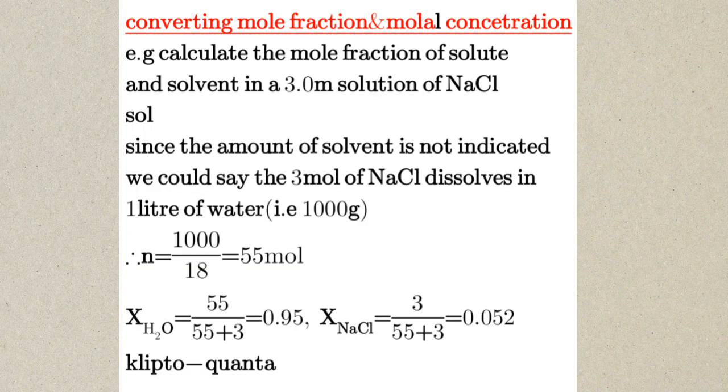We also have converting mole fraction and molar concentration. You can be asked to calculate the mole fraction of solute and solvent in a 3.0 molar solution of NaCl. Now the amount of solvent is not indicated, so we can say that 3 mole of NaCl is dissolved in 1 liter of water, because the solution has to start from a unitary 1000 gram. So the mole of our water is equal to mass over molar mass, which is 1000 over 18, which will give us 55 mole. Therefore the mole fraction of our water would be equal to 55 over the addition of both of them, which is 0.95, while the mole fraction of NaCl is equal to the mole of NaCl over the addition of both of them also.